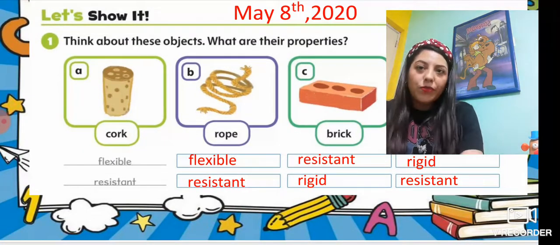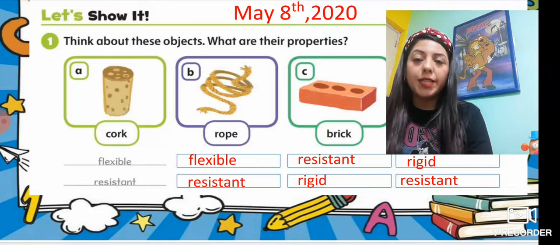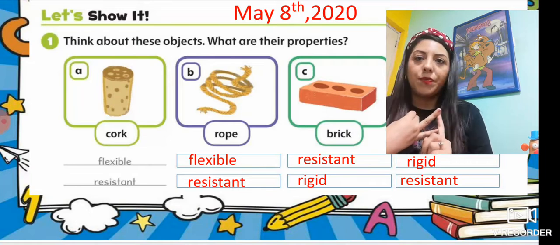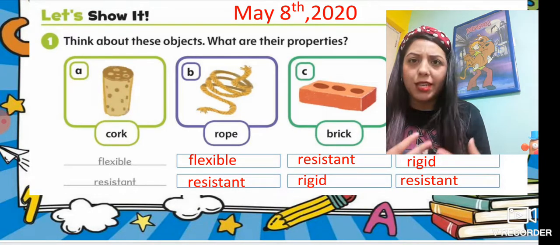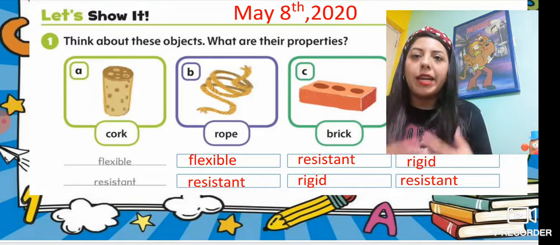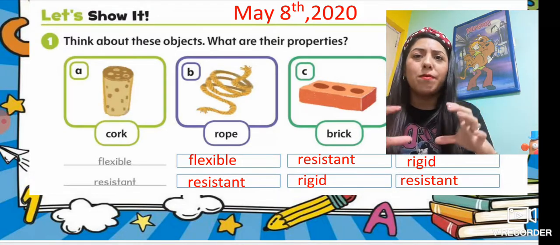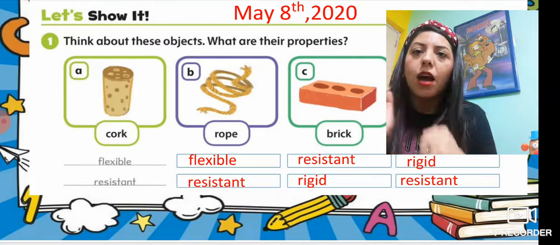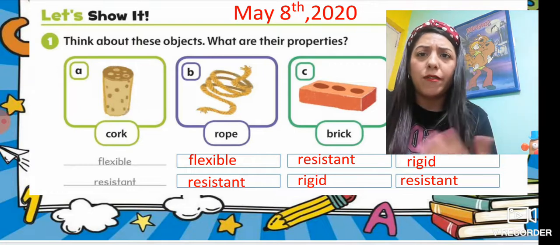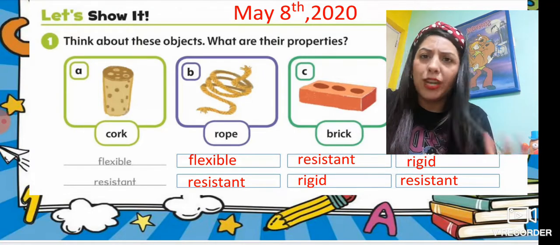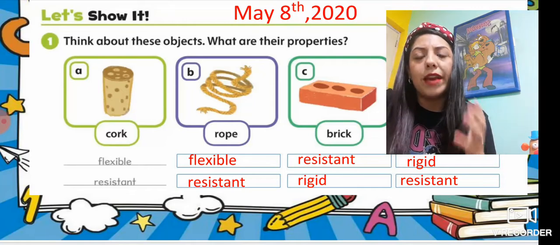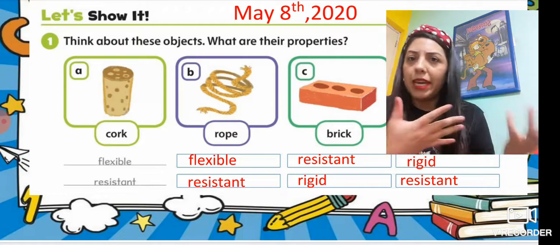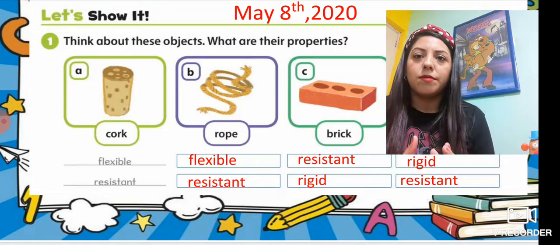Now, the letter B, we have a rope. This rope is flexible and it's also resistant. In the letter C, we have a brick. Usually, houses are made of brick. Buildings are made of brick. So bricks have to be very resistant and they are rigid. Rigid is something hard. It's very hard to break a brick. So these materials have to be very rigid, especially when we talk about building houses or making buildings, we need resistant materials. In this case, the brick.